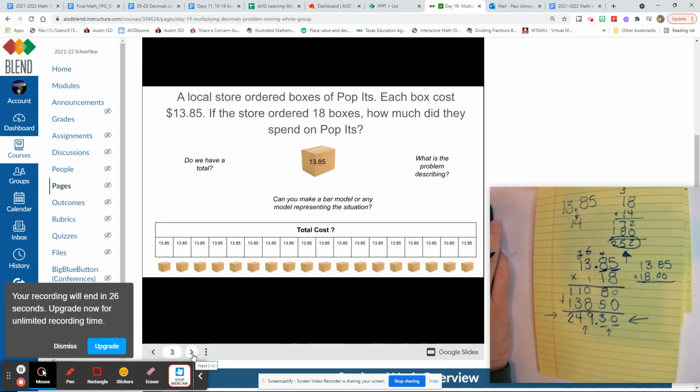This is another place where stacking 13 and 85 hundredths 18 times to add them is going to take too long. So please don't do that. Practice multiplying. The amount of time that it takes you to learn how to multiply will save you like a crazy amount of time of adding over and over.